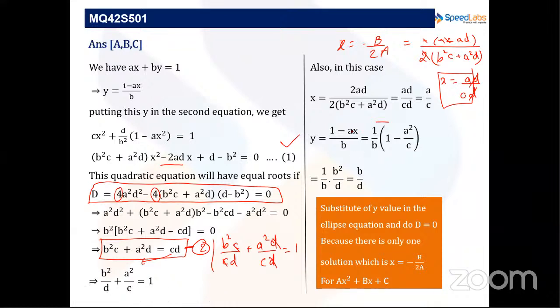Now let's find the value of y. The value of y can be found from the equation ax plus by equals 1. So ax is a square by c, plus by equals 1. So we will get y equals 1 upon b times (1 minus a square by c).